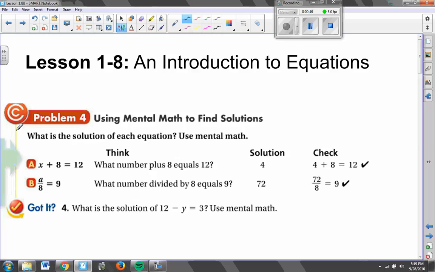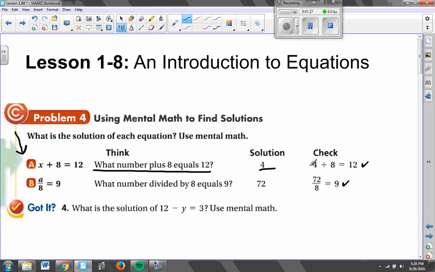So let's take a look at this example here, letter A. They want us to find the solution to this equation, x plus 8 equals 12. So they want us to find a number that goes in for x that would make this equation true. What number plus 8 gives us 12? Well, that's 4. 4 plus 8 gives us 12. So our solution is 4, right?